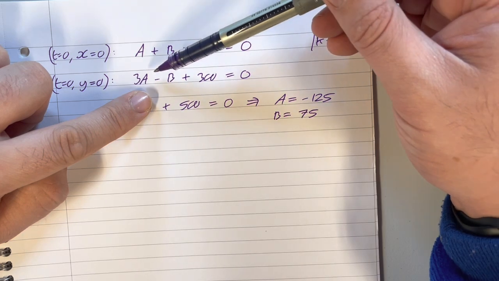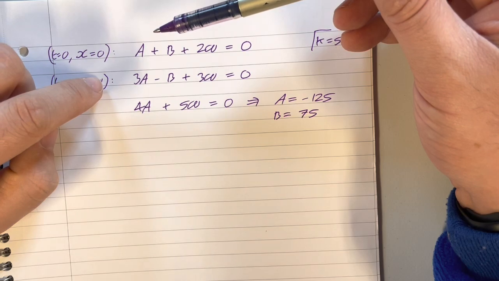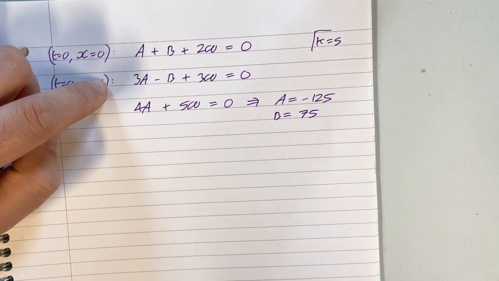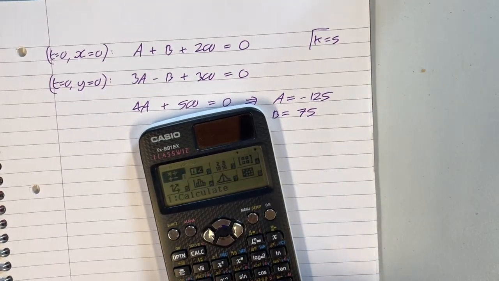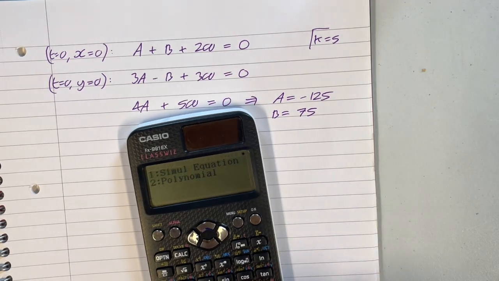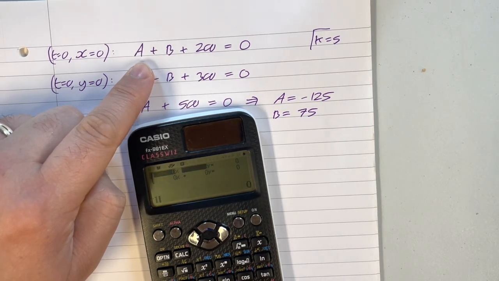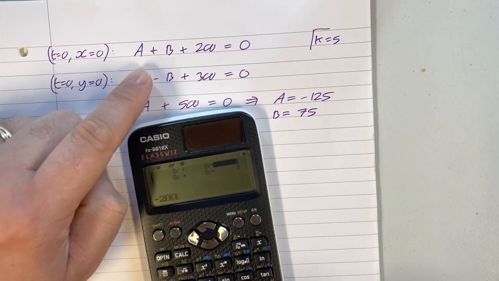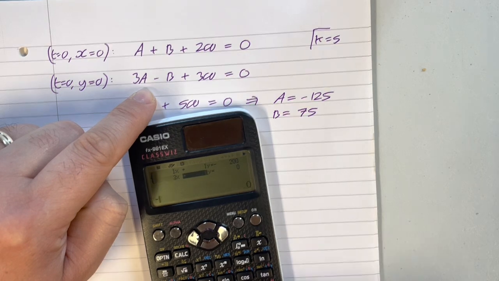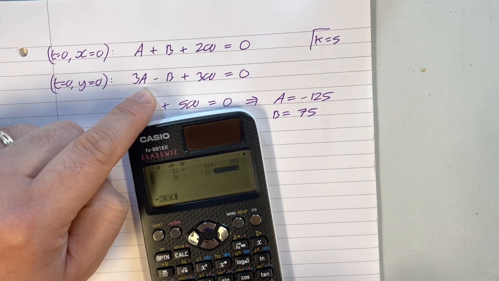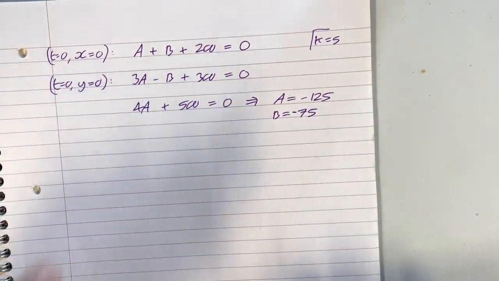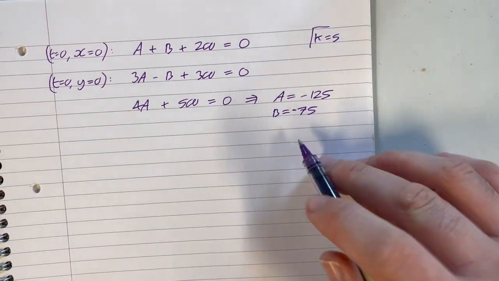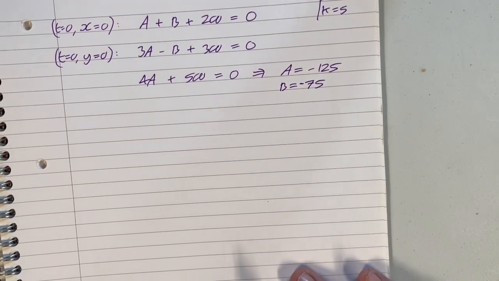Let's be minus 75. Hey, this is why I should always use a calculator. Okay, just check the answers in. Simultaneous equations, 2 unknowns. Okay, a plus b is minus 200, 3a minus b is minus 300. A is minus 125, b is minus 75. Must have made a sign error. Right, okay. Cool. So a is minus 125, b is minus 75.